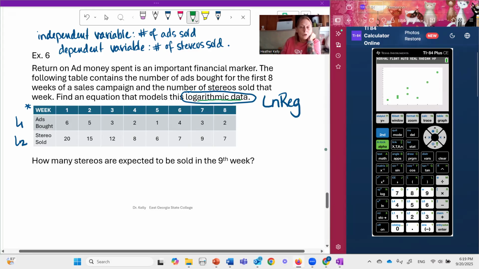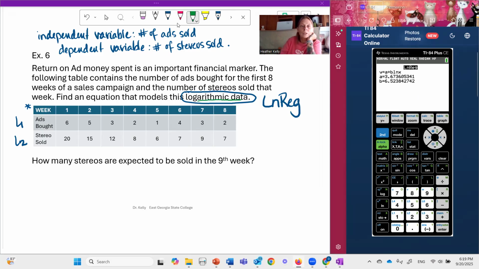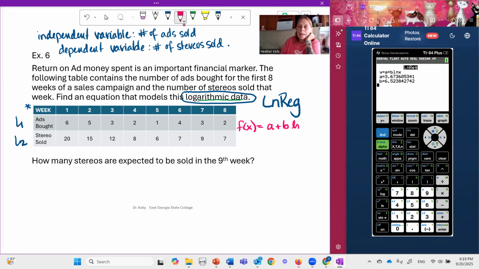Okay. So let's go here and let's calculate. And here we're going to use this LNREG, this LNREG. That's the number 9 guy. I'm going to hit number 9 and do all this entering like usual. And it gives us this equation. And this equation is, I'm going to write f of x, but it says f of x is equal to a plus b ln of x. Now, this is a function on your calculator. I'm going to show you. It's right here.